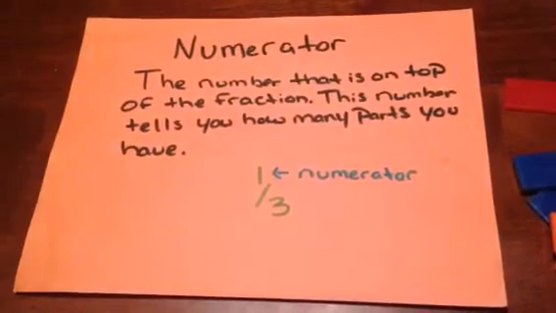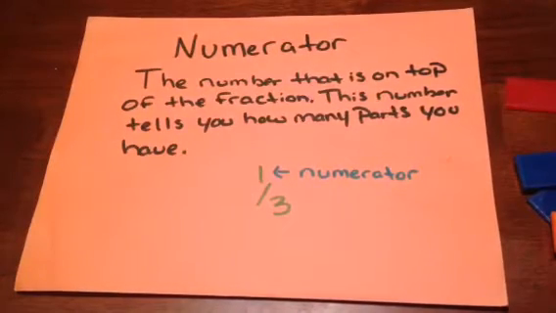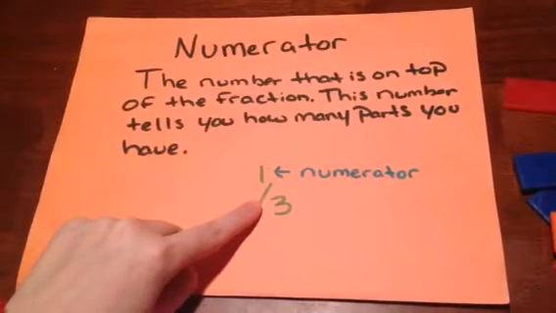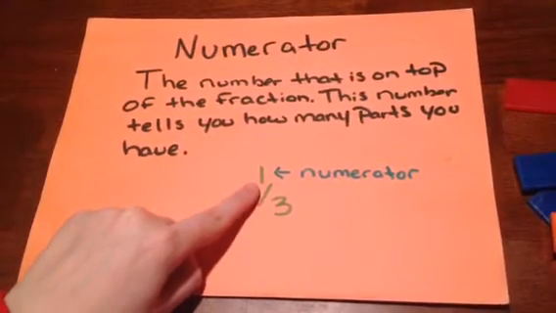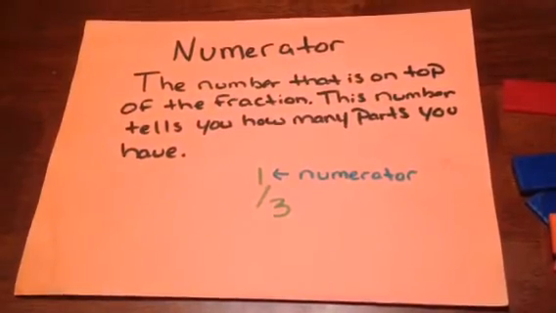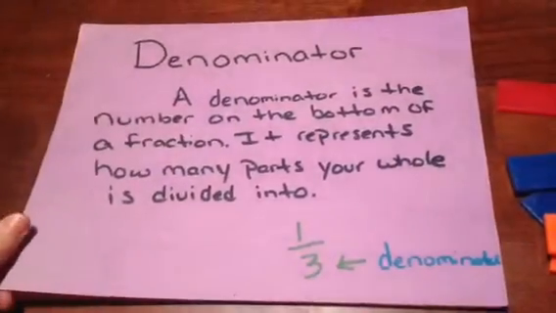The numerator is on the top of the fraction. This number tells you how many parts you have. Here I have the fraction 1/3. 1 is the numerator. The second part of the fraction is the denominator.